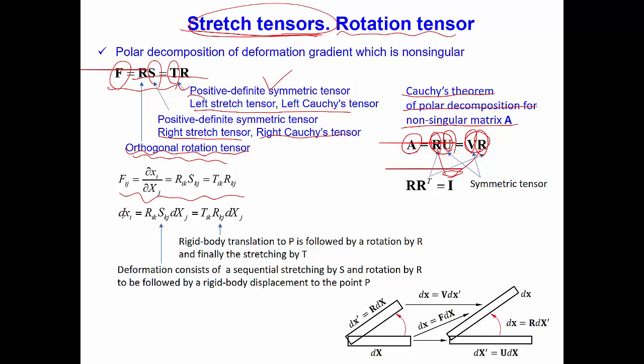Therefore, a differential line segment in material description can be stated by this equation, which means that the deformation consists of a sequential stretching by the stretch tensor S and rotation by the rotation tensor R, followed by a rigid motion to the point P in the first case, and that the rigid translation to P is followed by rotation by the rotation tensor R, and finally the stretching by the stretch tensor T in the second case.